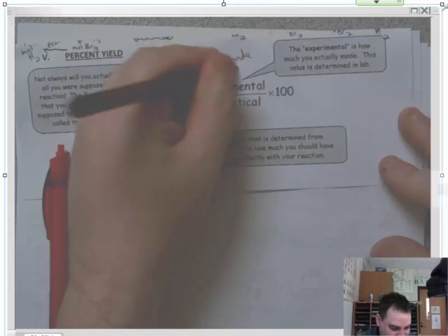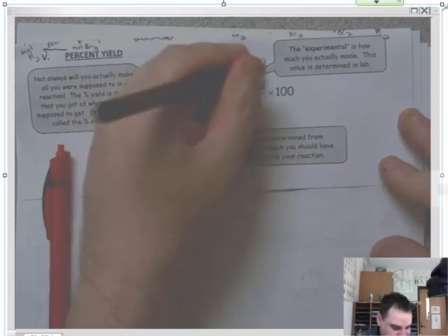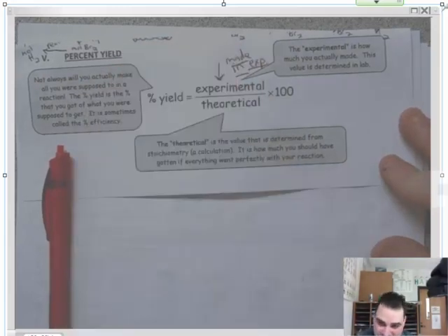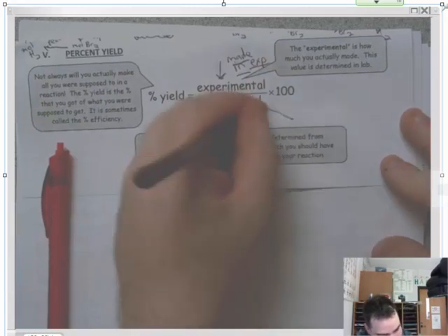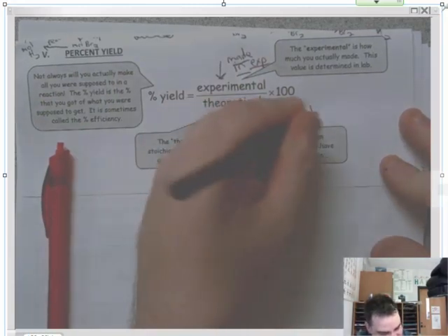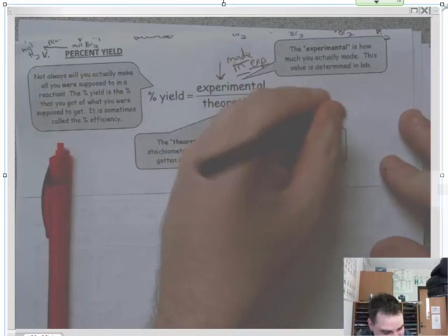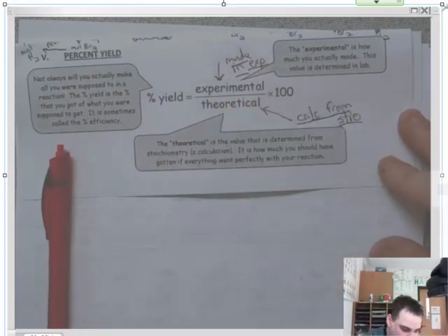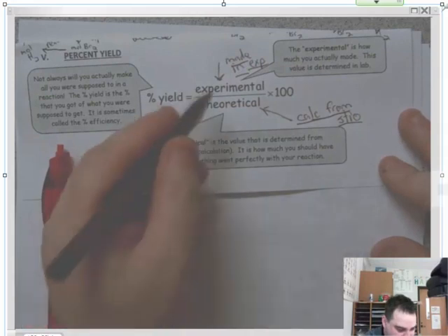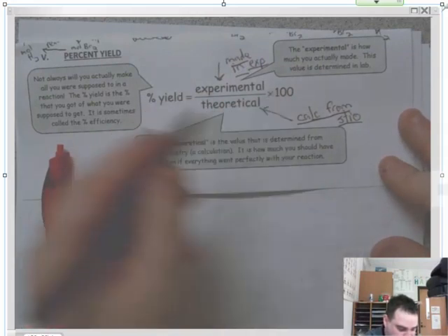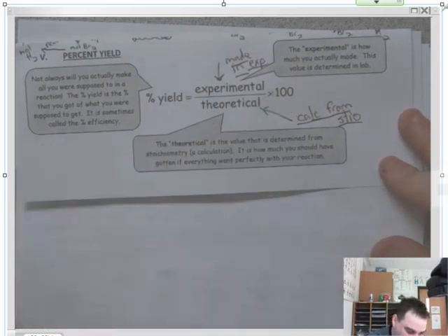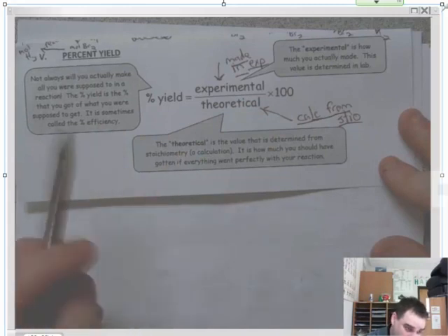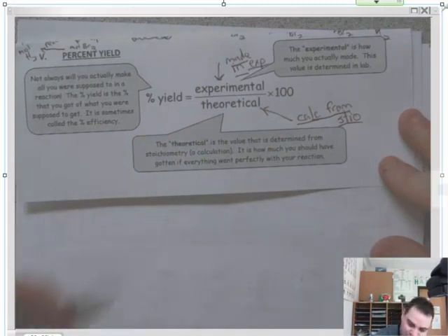The experimental value is actually what you made in an experiment. The theoretical is calculated from stoichiometry. Okay, so it's going to be experimental over theoretical times 100 to determine how much we made in the lab. Because not all experiments go perfectly, just so you know.